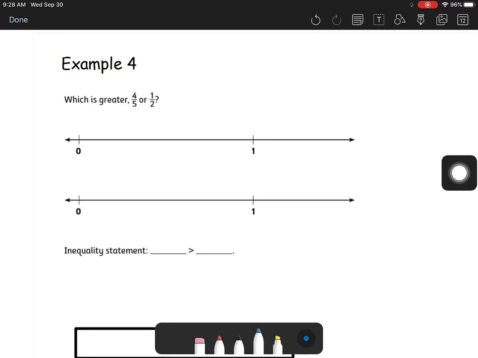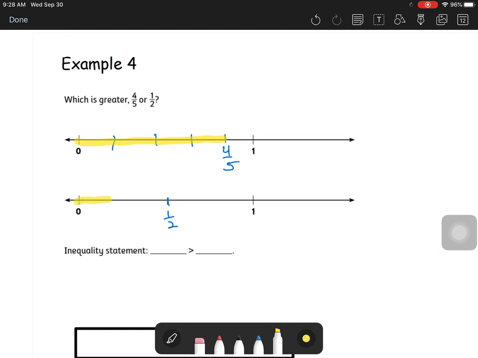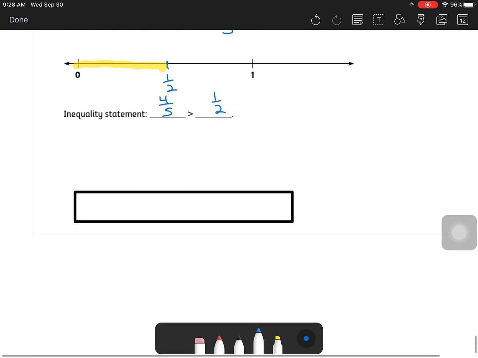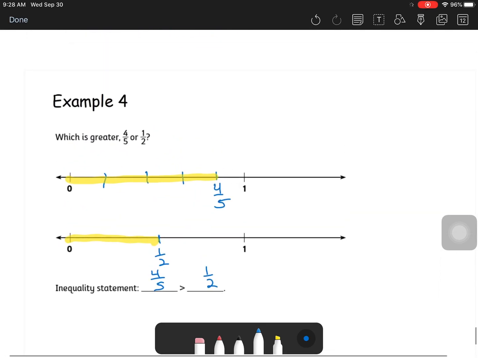But let's just draw it out here. So if I do fifths, 4/5 is going to be about right there, right? Because we got 1/5, 2/5, 3/5, 4/5. Now, if I just have to do half, that's going to be right here, right? So 4/5 goes to here, 1/2 goes only to there. All right, so that tells me that 4/5 is greater than 1/2. All right, and that is it for this lesson.